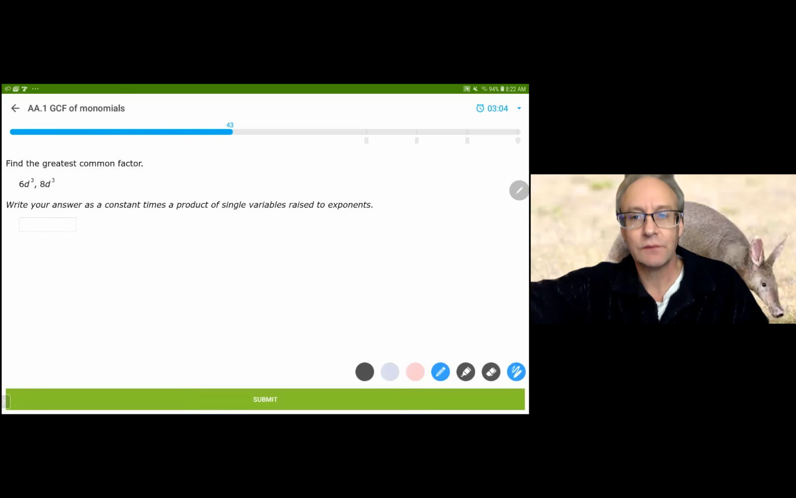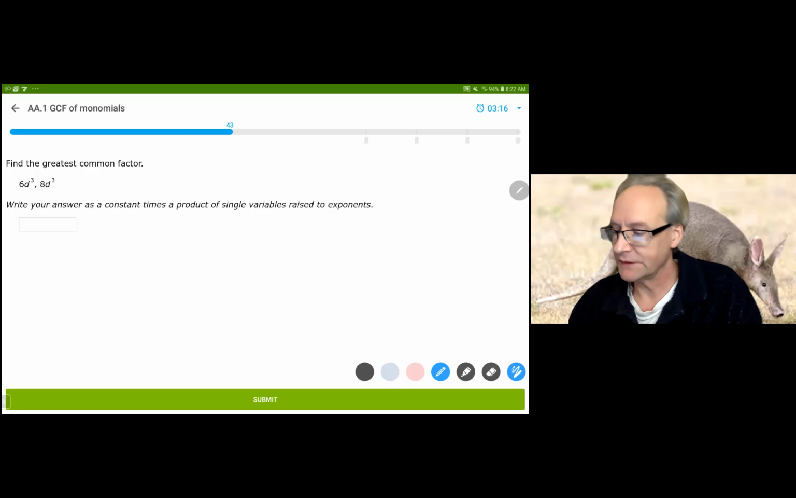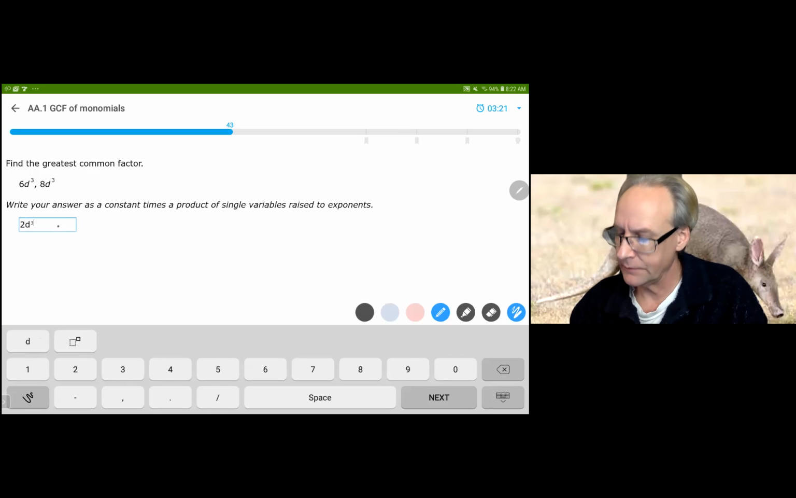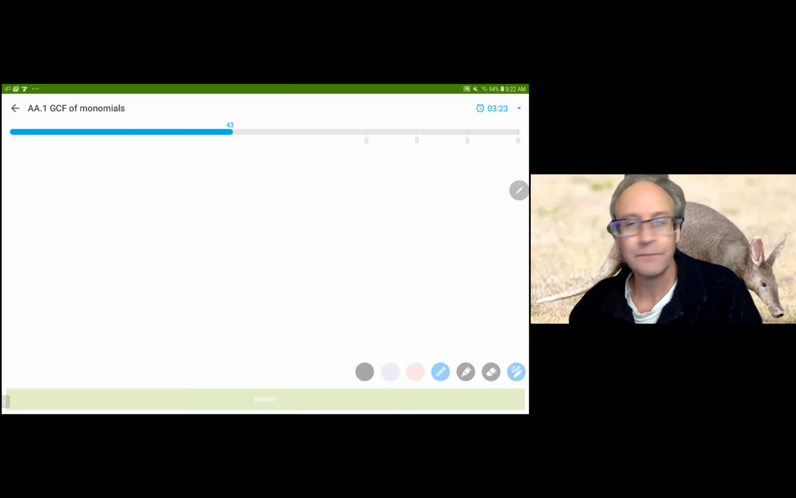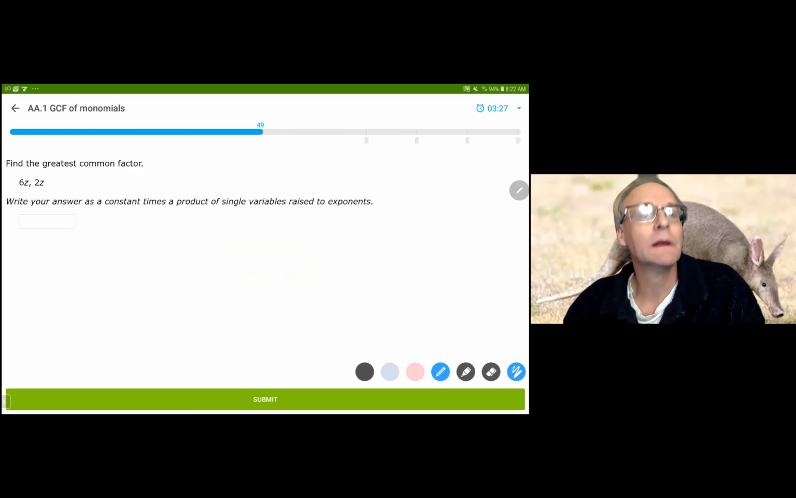And how about this one? Let's see what we have here. Now be careful. 6 and 8 only have a 2 in common because the 6 is 2 times 3 and the 8 is 2 times 2 times 2. And we also have a d cubed in both. So we're talking about 2d cubed. Looks like this one's going to go fairly quickly. Let's see, we have a 6z and a 2z. See, they both have z's and they both have a 2 as a factor. So it's 2z.